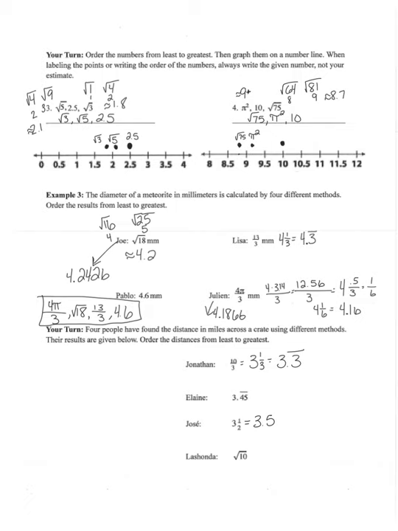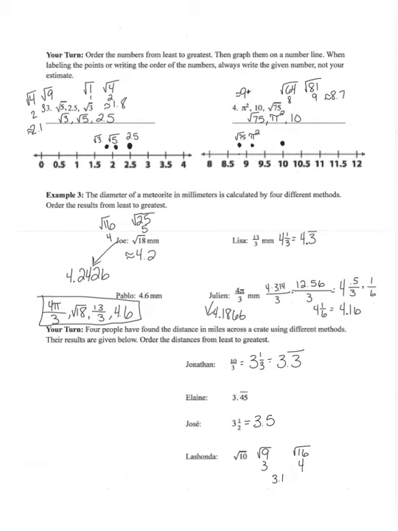And now we have LaShonda, the square root of 10. Well, the square root of 10 falls between these two perfect squares. Square root of 9 and the square root of 16. Square root of 9 is 3, 16 is 4. 10 is much closer to 9 than it is to 16. So I'm going to approximate that as 3.1.